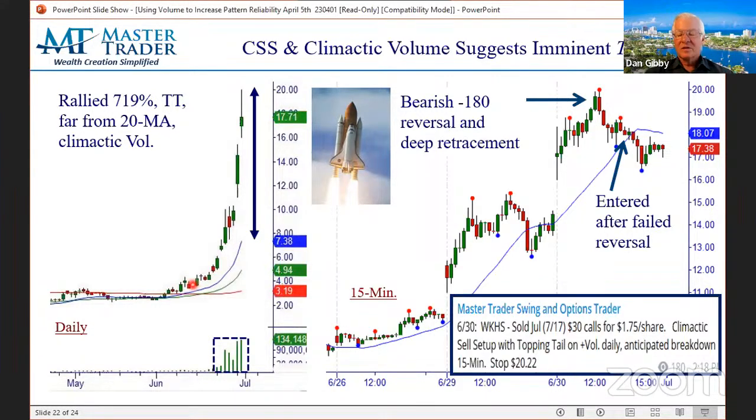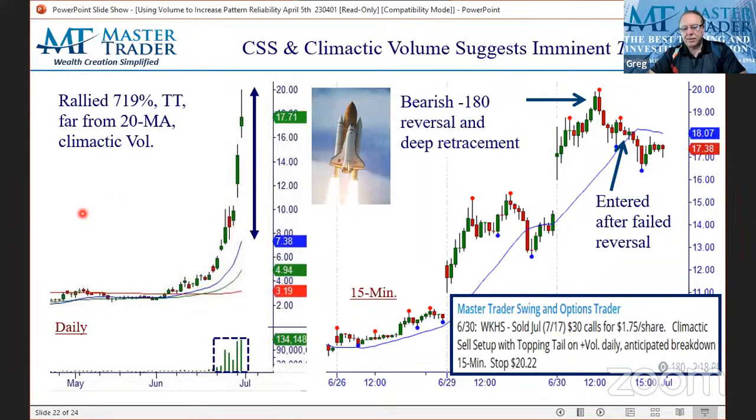So as option sellers at extremes, we take in beautiful income using our approach. I love these on both sides, fear and greed. This is an electric car company, right? They make trucks.